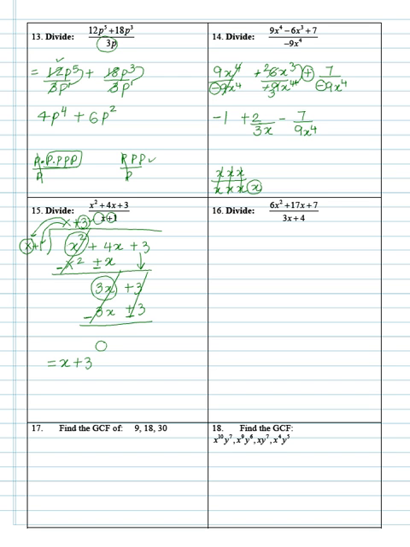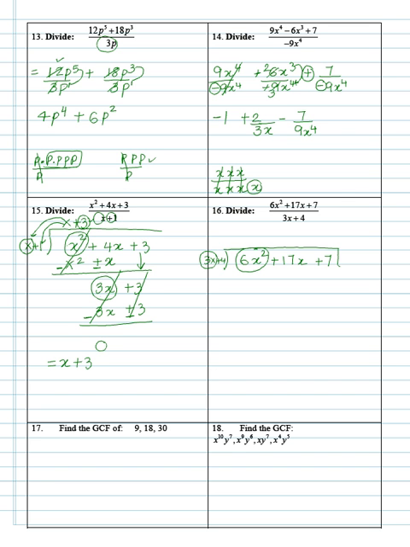Moving on to the next division problem. 6x squared plus 17x plus 7, and I am dividing with 3x plus 4. So first I'm going to circle my first term, 3x. 3x goes into 6x squared how many times?